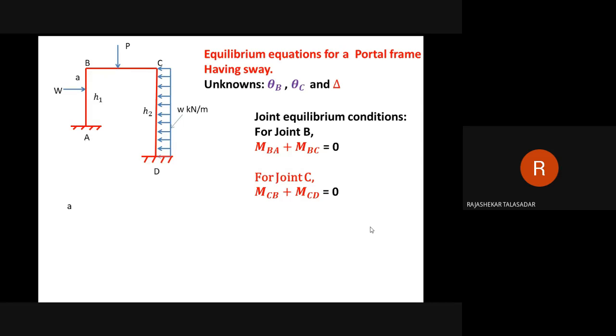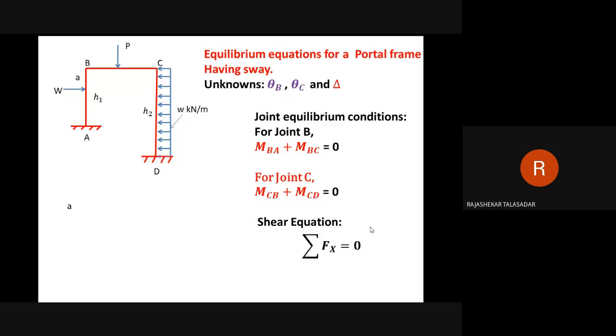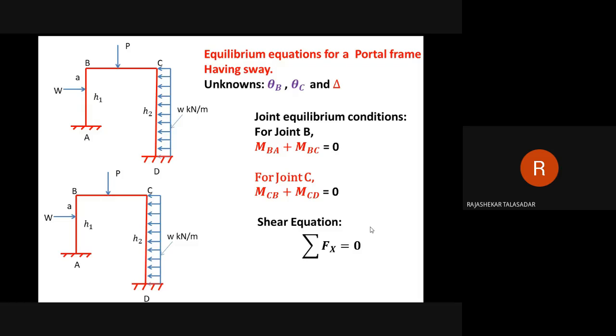Now, we need one more additional equilibrium equation to find out the value of sway, that is delta. That is what I have called the shear equation. What is the shear equation then? That is nothing but sigma Fx equals 0. This sigma Fx equals 0 you have to write for the whole frame. Look at this now. This frame I have taken once again.